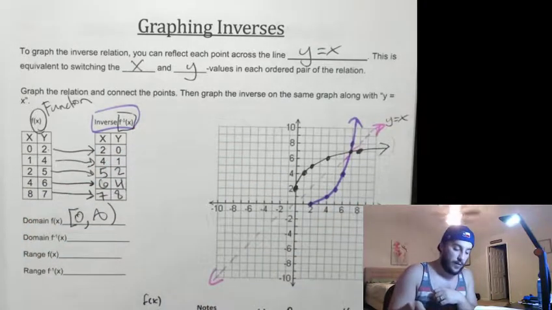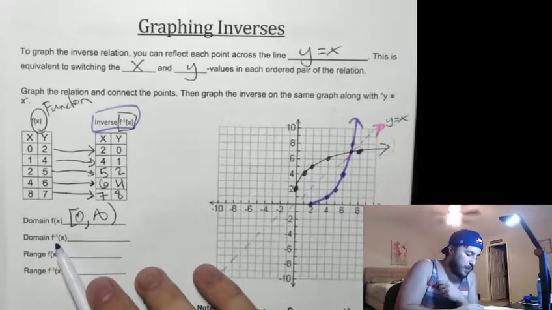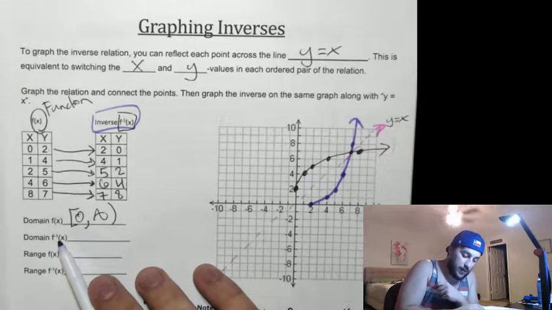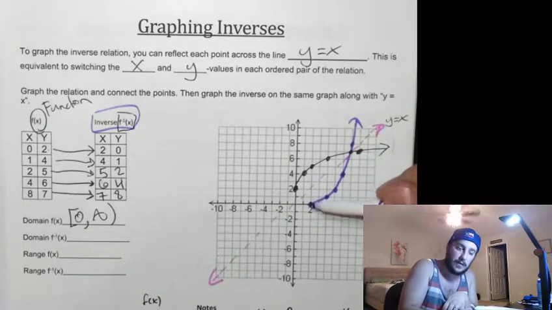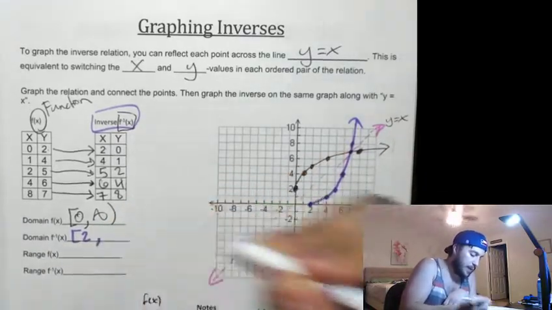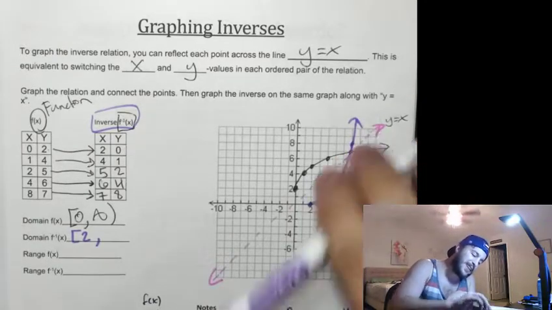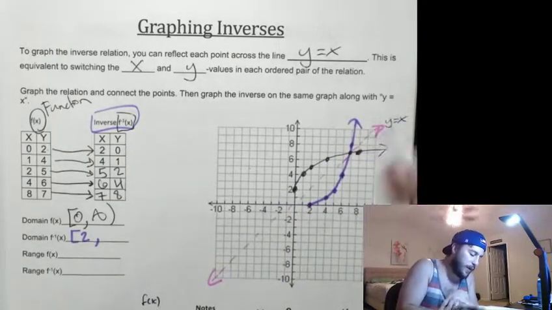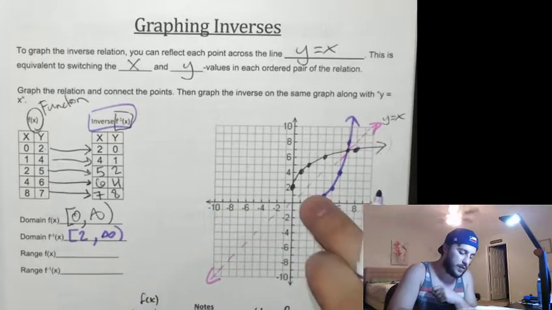Let's see, I used purple. Yeah, let's do that. My domain for my inverse. Here we start at 2. That's our smallest x. So I'll say 2, comma, and then we're going up here. We've got an arrow with a slight tinge to the right, so it's going to infinity. So 2 to infinity. It starts at 2 and goes to infinity.